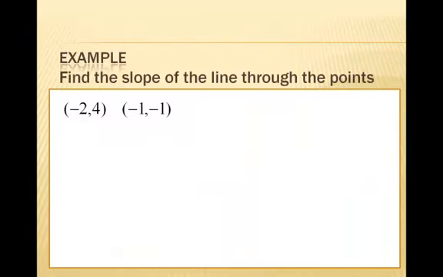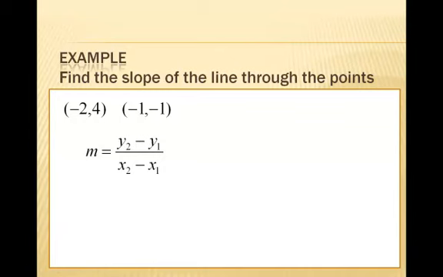So let's look at our first example here. I basically have 2 points on a line. One is (-2, 4), and the other one is (-1, -1). And I want to figure out what is the slope through these 2 points. Well, the first thing I'm going to do is bring up my formula for the slope.